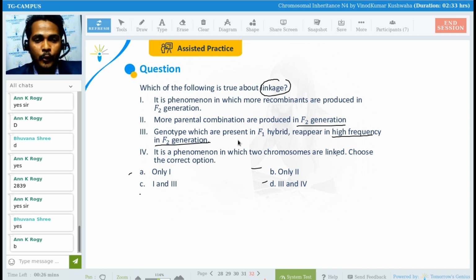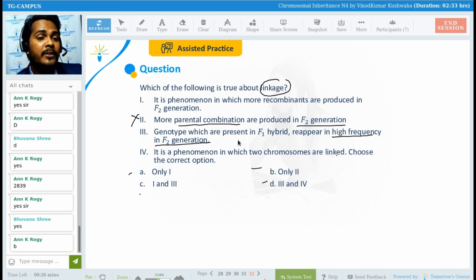So more parental combinations are produced in the F2 generation, but actually this is not a true statement. It is the phenomenon in which more recombinants are produced in the F2 generation, right? The rest of the three statements are incorrect. Why? Because fewer parental combinations are produced in the F2 generation. Will you get the parental combination in linkage? No, that's why this is the wrong statement.